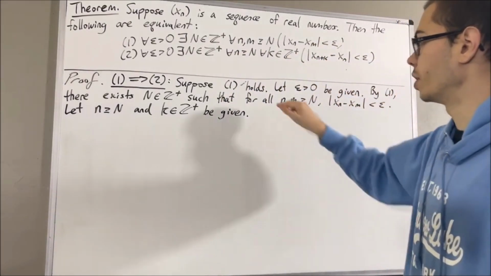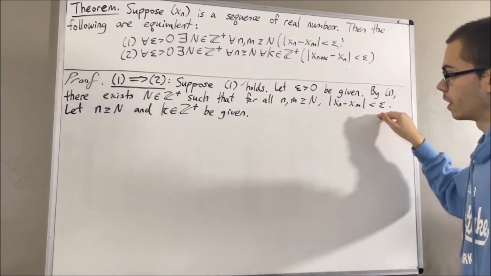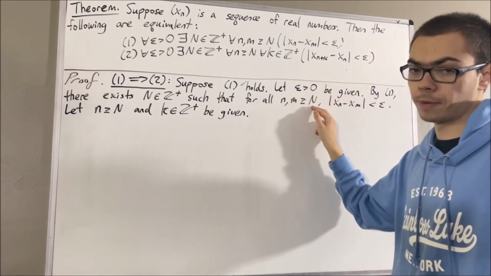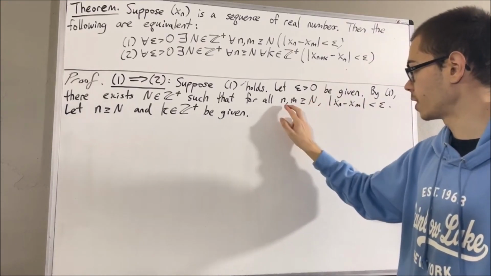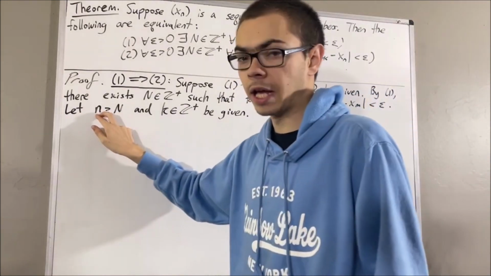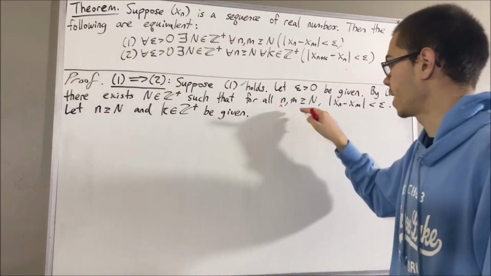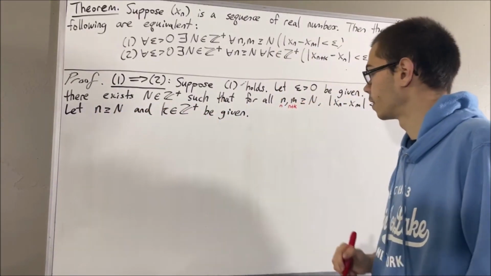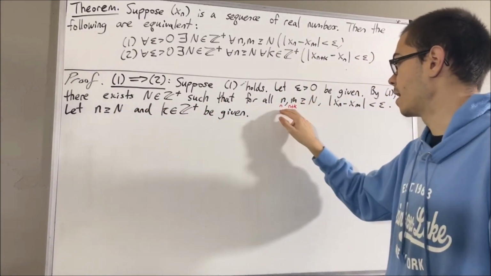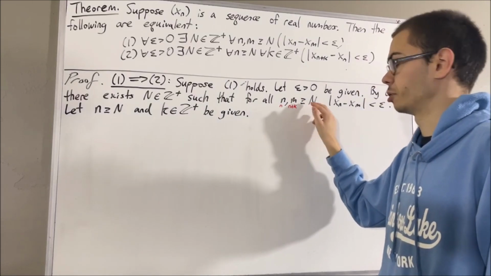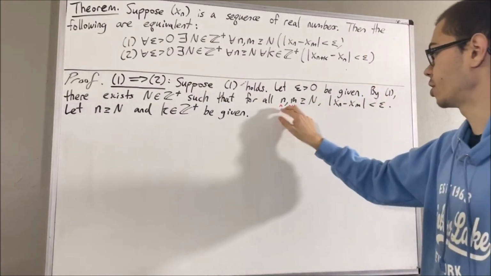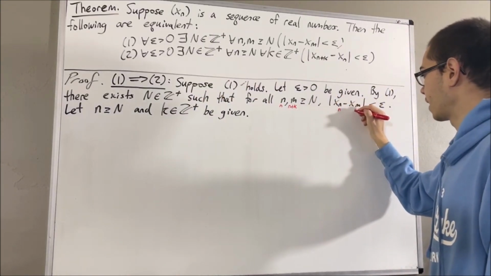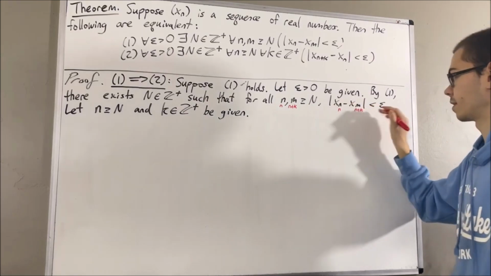Now remember, we know that this statement is true. And this statement works for any 2 integers greater than or equal to capital N. So in particular, we're going to take n to be the n we have here, and we're going to take m to be n plus k, right? Certainly n and n plus k are greater than or equal to capital N. And so with these two choices, it follows that the absolute value of xn minus xn plus k is less than epsilon.